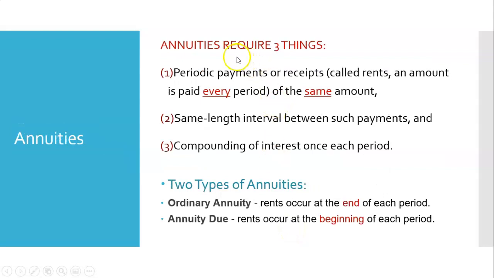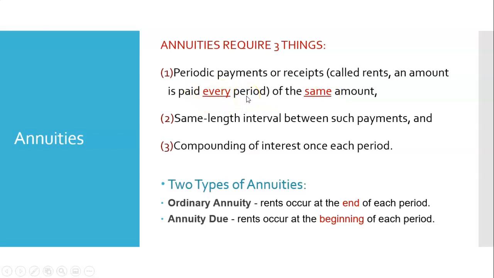Now, to be an annuity, it has to have that series of payments, okay? But it also requires 3 different things. Periodic payments or receipts, this is the series, okay? And we call those payments rents. You don't necessarily just mean rent like renting an apartment, but that's the word that we use, okay? And this amount has to be the same amount, paid every period.